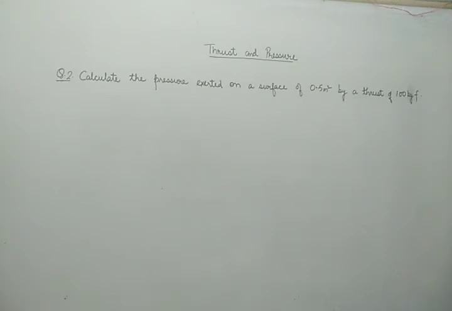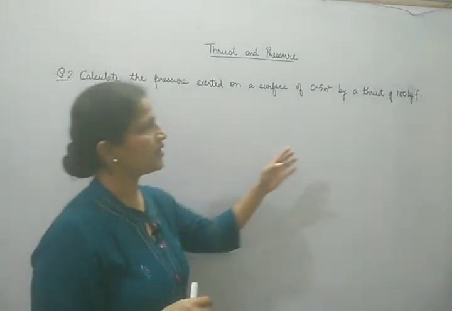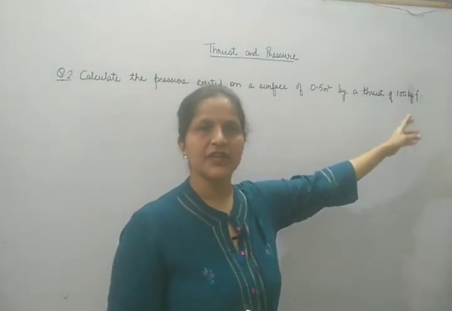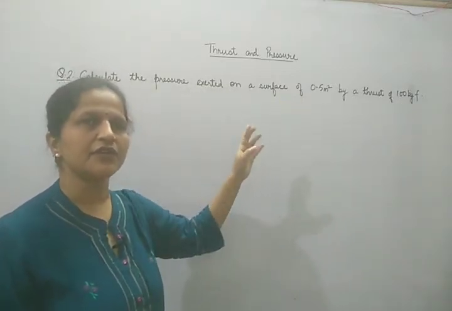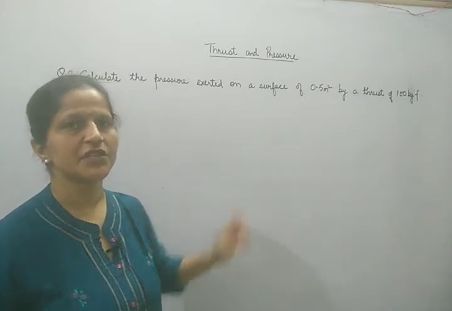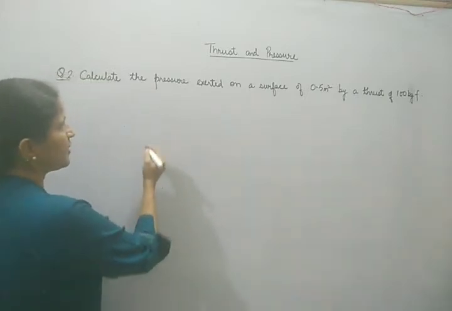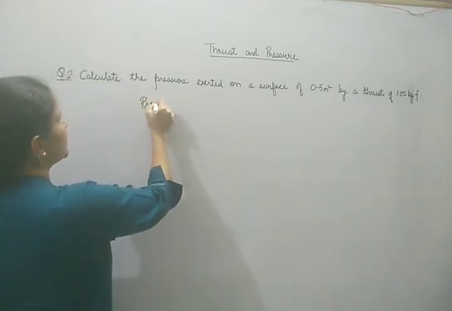Let's see another example. The example is to find out the pressure exerted on a surface of 0.5 meter square by a thrust of 100 kg force. So here the thrust is given in a different unit. As you can see, it is kgf. This kgf or kilogram force is another unit of thrust which is known as the gravitational unit of thrust. So we can find out the pressure directly in the given unit also.